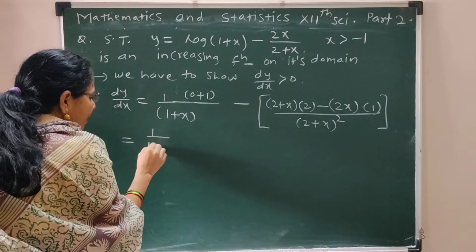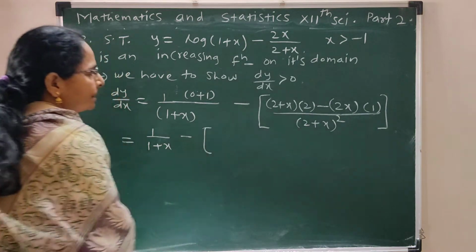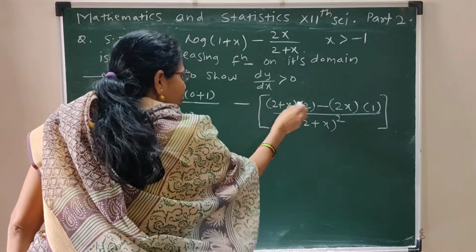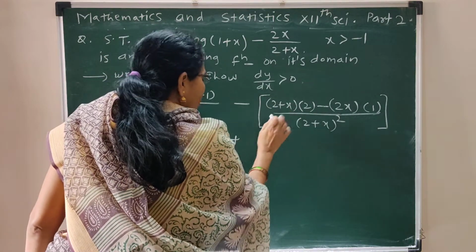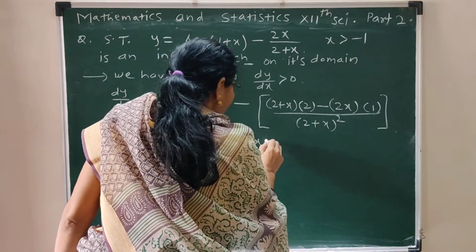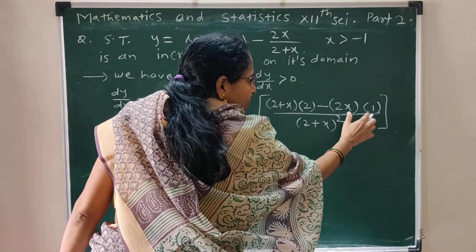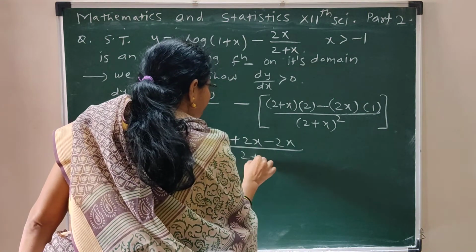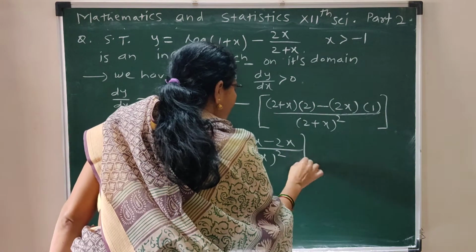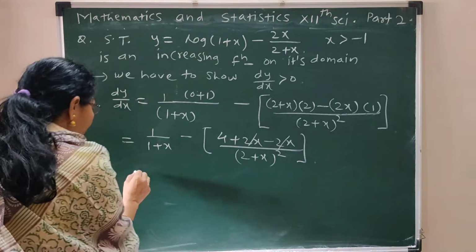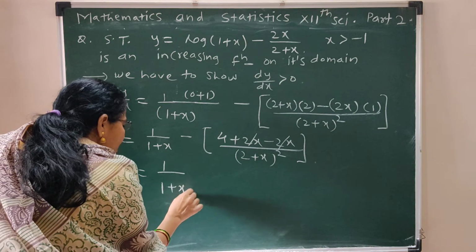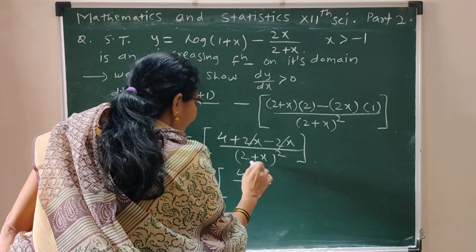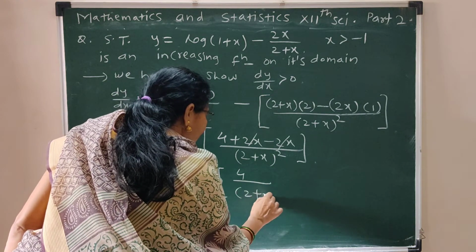1 upon 1 plus x minus. Simplify numerator: 2 into 2 is 4, 2x minus 2x. This product is 2x, so minus 2x. 2 plus x bracket square. Term gets cancelled. 1 upon 1 plus x. For this term, write bracket minus 4, 2 plus x bracket square.